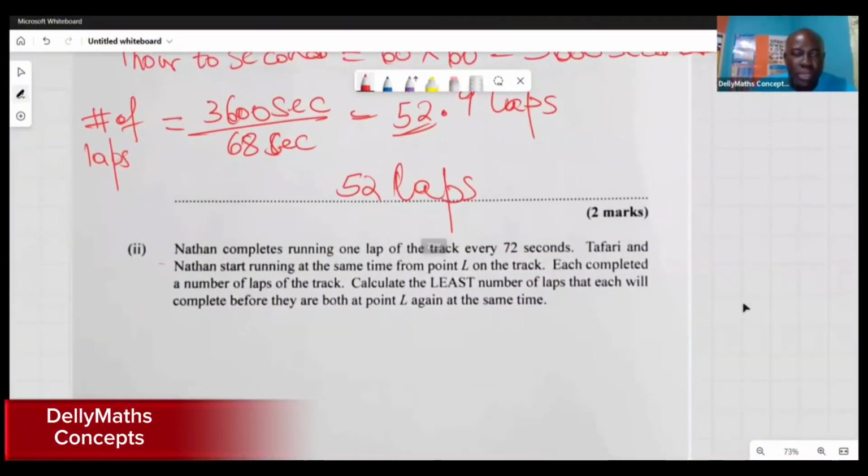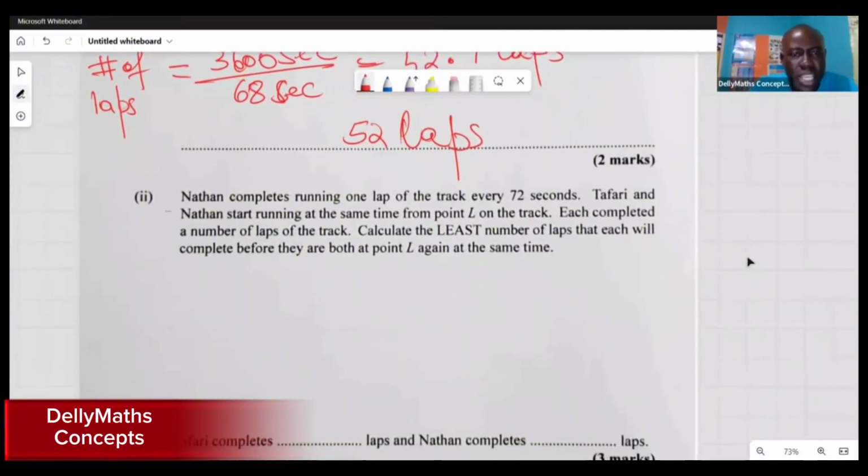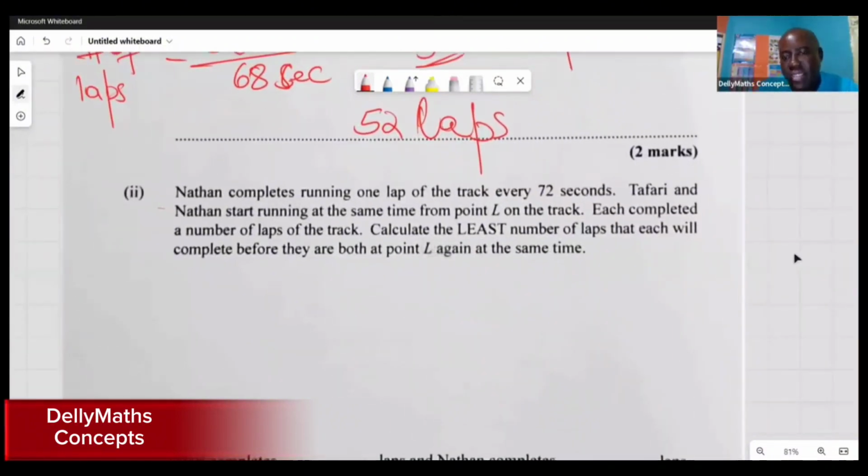All right, Nathan completes running 1 lap of the track every 72 seconds. Tafari and Nathan start running at the same time from L on the track. So they're starting at the same place and they're going to be running. Each completes a number of laps on the track. Calculate the least, this is the key word, calculate the least number of laps that each will complete before they are both at point L again.